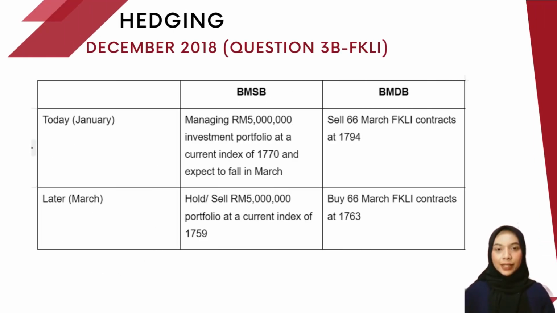Once we calculate the number of contracts, we can construct the table with the explanation. Today in January, we manage a 5 million investment portfolio at current index of 1770 and expect it to fall in March, in the current market column. In the futures market column, sell 66 March FKLI contracts at 1794. For later, March, in the current column, sell the 5 million portfolio at current index of 1759, and in the futures column, buy 66 March FKLI contracts at 1763.